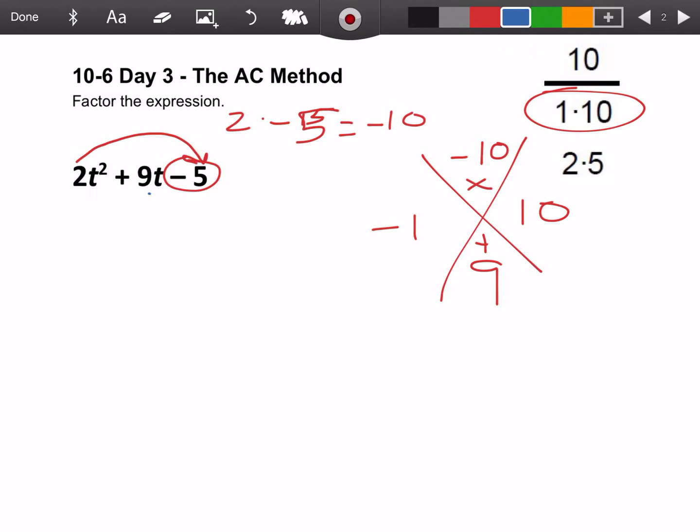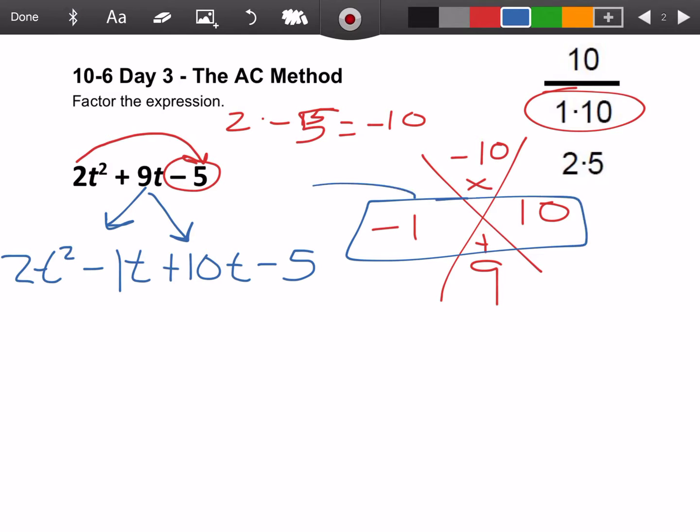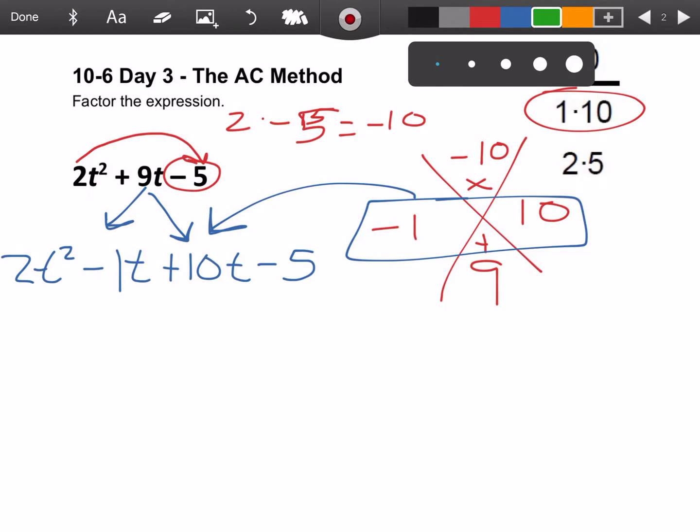Then I'm going to rewrite the equation, splitting up this 9t. So we have 2t squared minus 1t plus 10t minus 5. We just split that 9t up into negative 1t and 10t because that is what our factor diamond showed us to do.